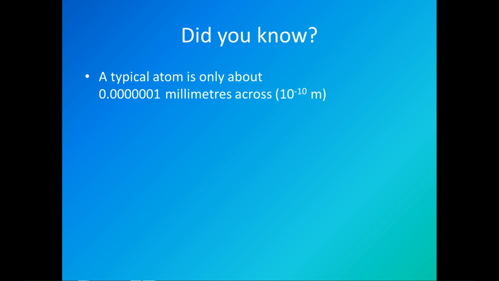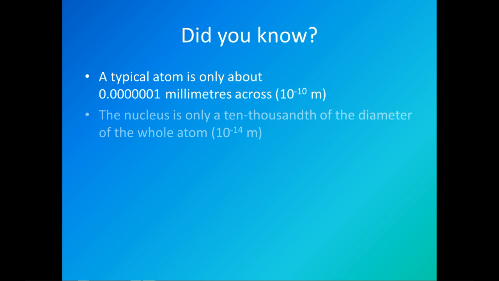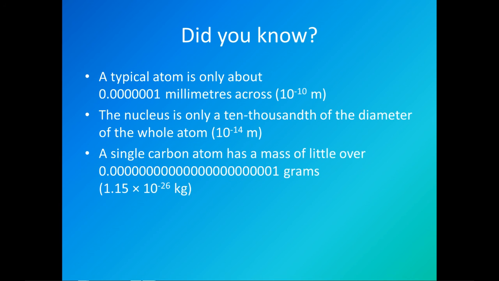Okay, atoms, obviously we can't see them even with a school microscope. You need electron microscopes to see them. They're absolutely tiny. And the nucleus is even smaller. It's only a 10,000th of the diameter of the whole atom. So a nucleus is only going to be about 10 to the minus 14 meters across. And the mass of an atom, a single carbon atom has a mass of little over, and I'm not even going to try and read that, 0.000 lots of zeros 1 grams, or 1.15 times 10 to the minus 26 kilograms.